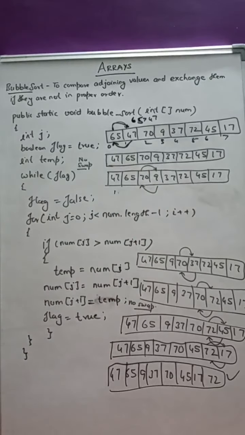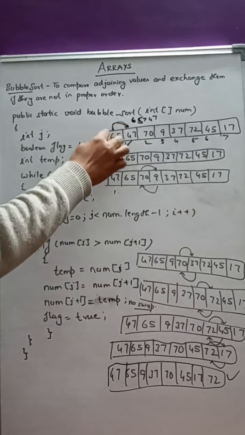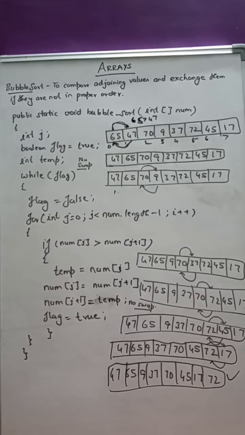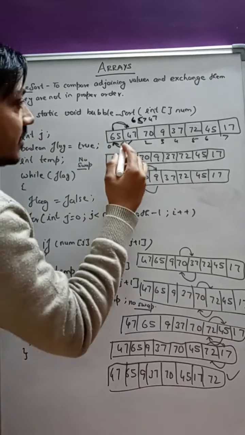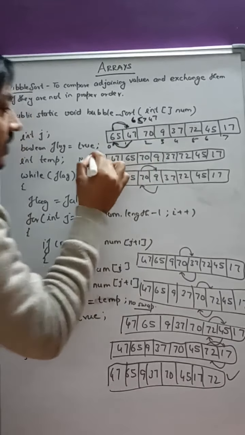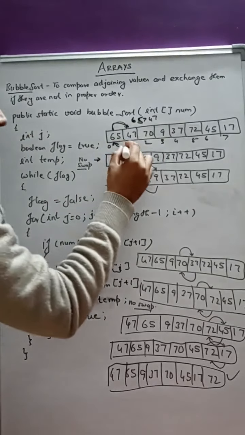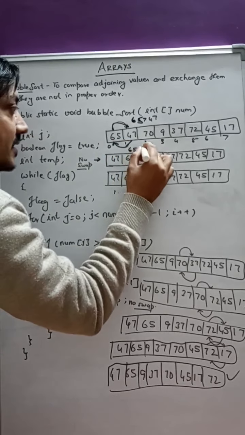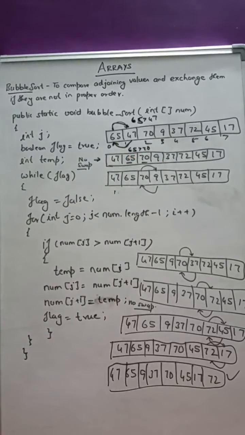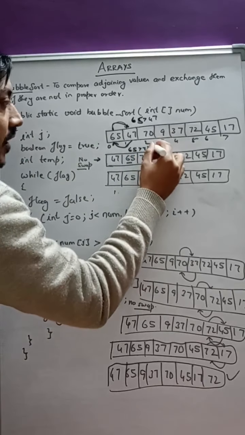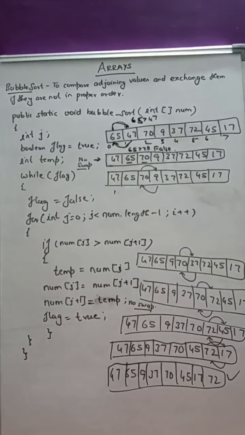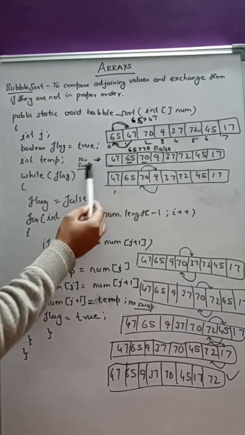Now once you have compared the first two values and swapped them because the number was greater than the adjoining value, let's apply it on the next numbers. We applied it on 65 and 47. After swapping, we have this array. Now we will compare 65 with 70 over here. The condition is false because 65 is never greater than 70. So in this case, no swapping will occur.